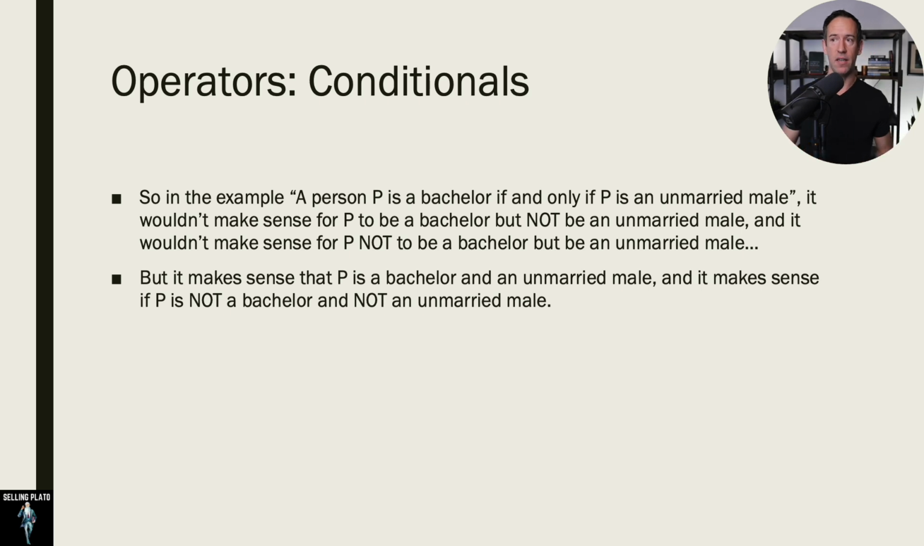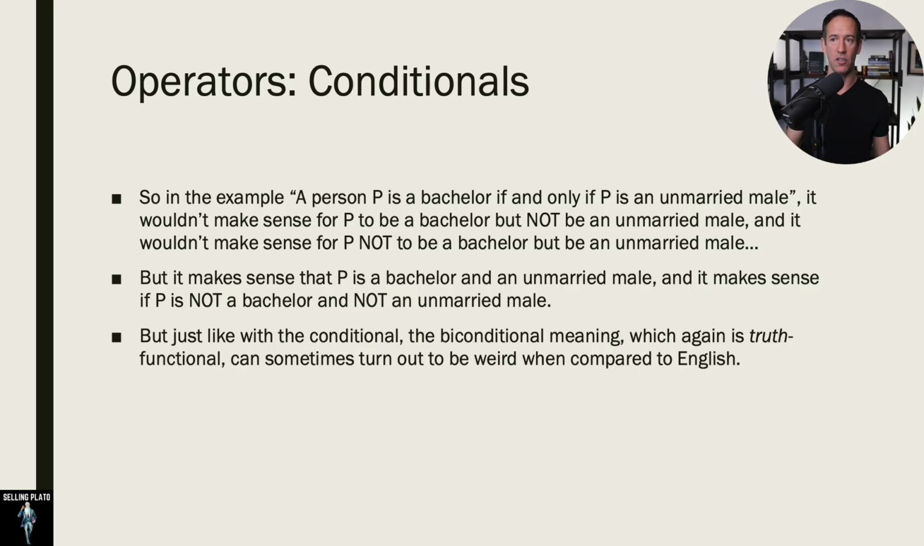But it does make sense that P is a bachelor and an unmarried male. And it makes sense if P is not a bachelor and not an unmarried male. If both of those things are false, then yeah, the biconditional is going to be true. That's how we try to get at the meaning of the biconditional.